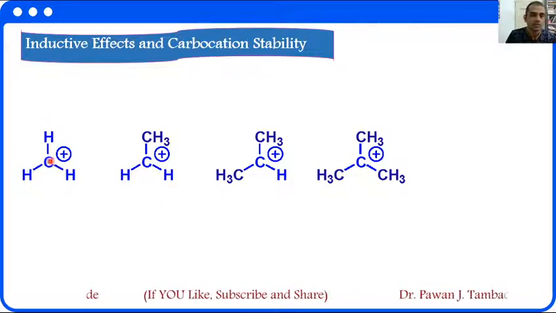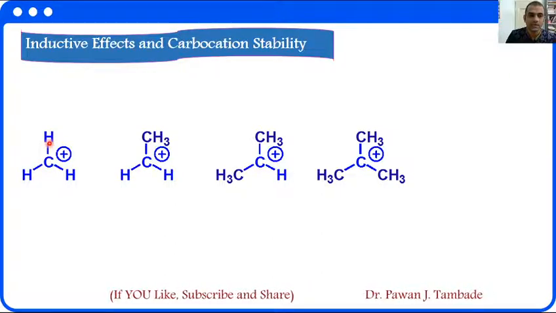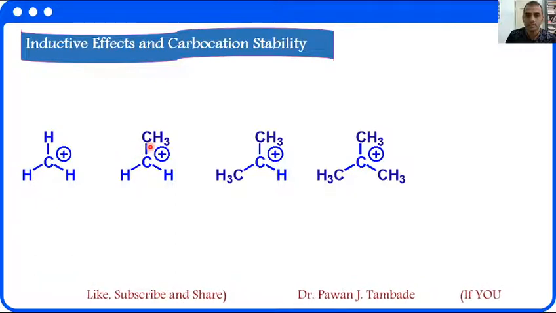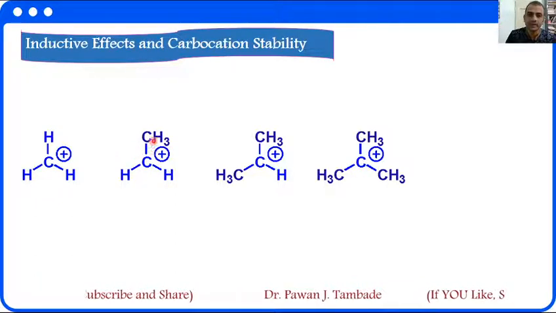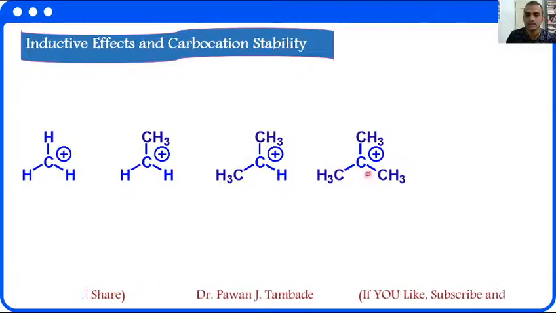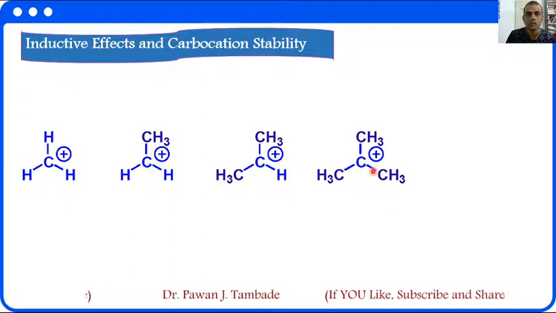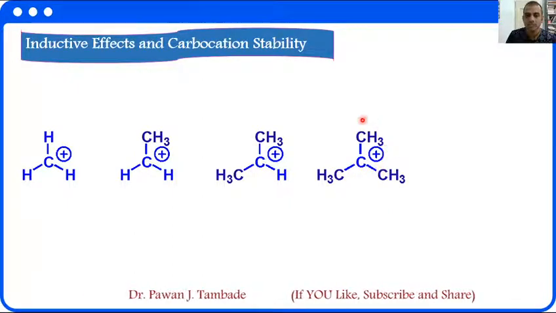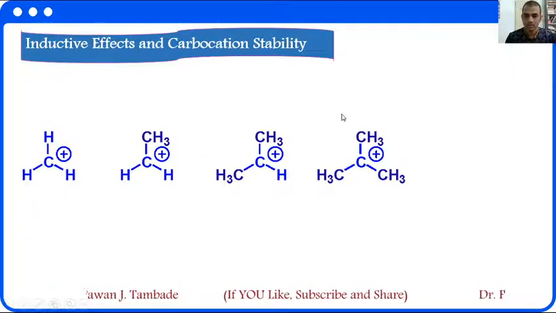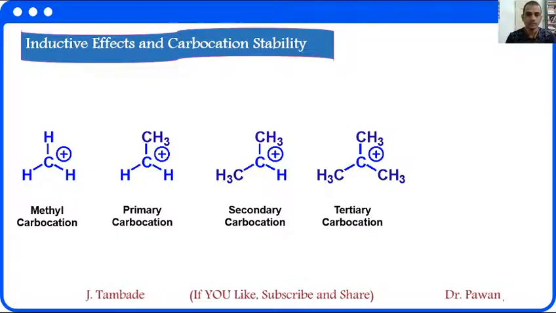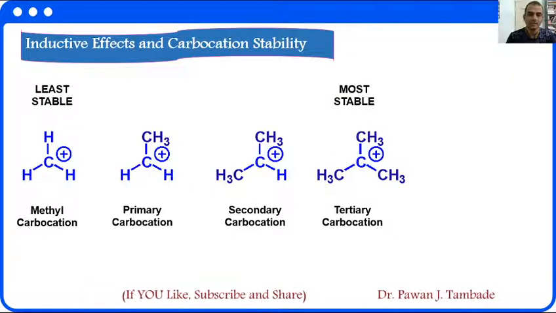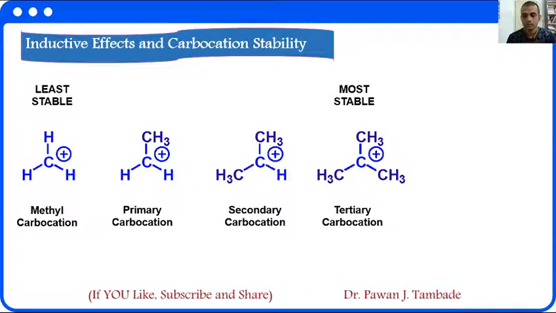So in this case, this positive charge is present only on this carbon, and these hydrogens do not show a tendency to donate or withdraw electrons. However, here a CH3 group is there which shows positive inductive effect, it donates electrons. Here 2 such CH3 groups are there, and in this case 3 such CH3 groups are there, and because of that positive charge is more stabilized in this structure as compared to the remaining structures, and thus we can see that this tertiary carbocation is most stable and methyl carbocation is least stable in these 4 carbocations.